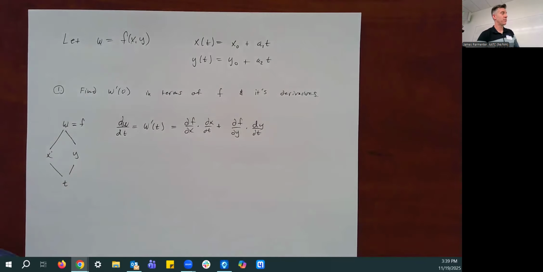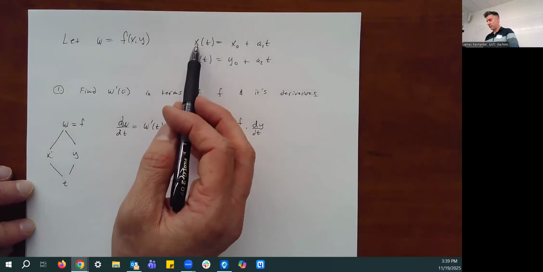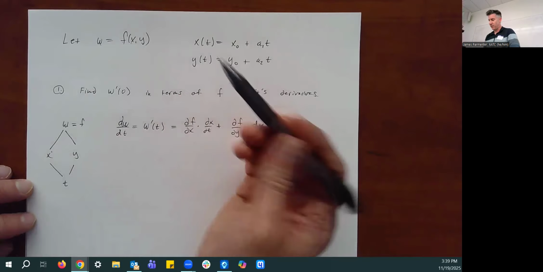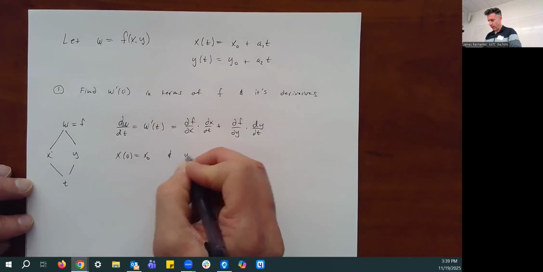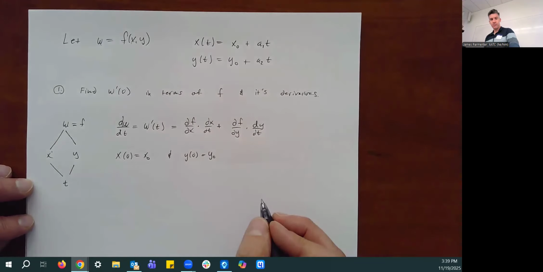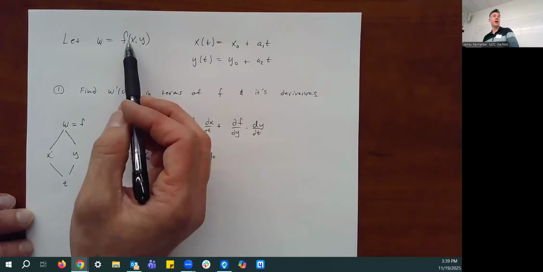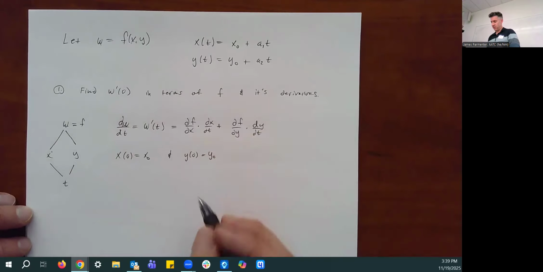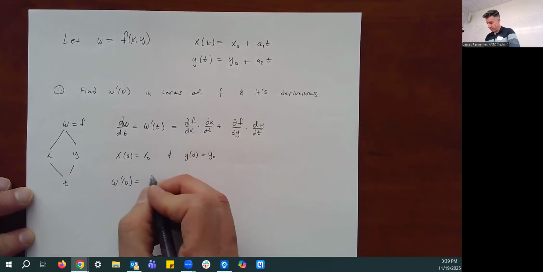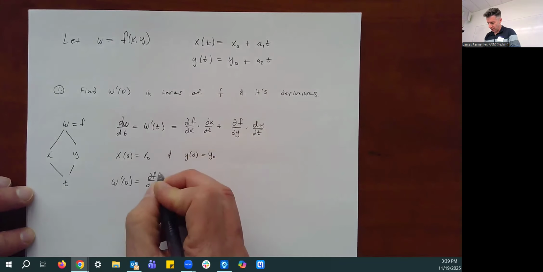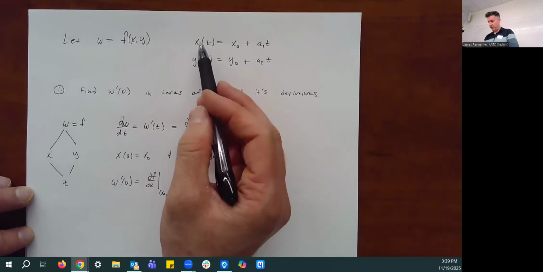Let's observe a couple things here. If we're going to plug in 0, let's think about what we're going to get. So plug in 0 for t, we're going to get x of 0 equal to x naught plus 0, which is kind of typical, right? x of 0 is x naught, and similarly, y of 0 is y naught. So if I'm plugging in 0 for t, I'm plugging in x naught and y naught for f. So, not very excitingly, my derivative when I plug in 0 is going to be del f del x evaluated at x naught, y naught, times my dx dt.